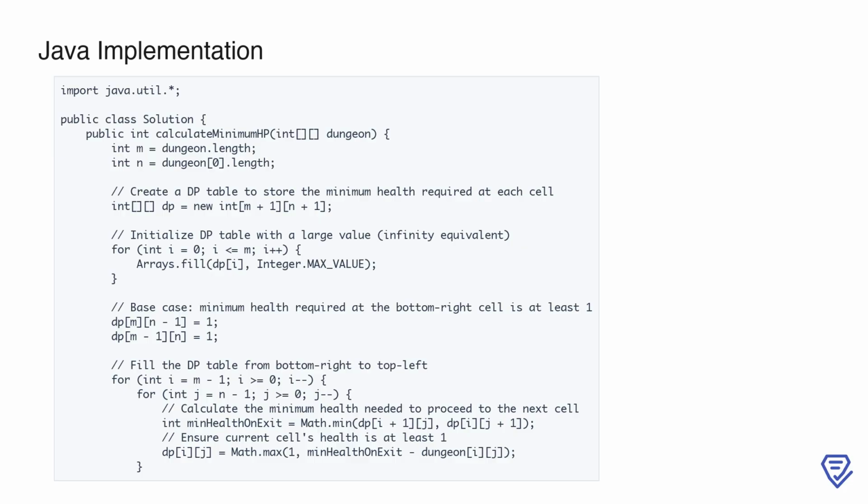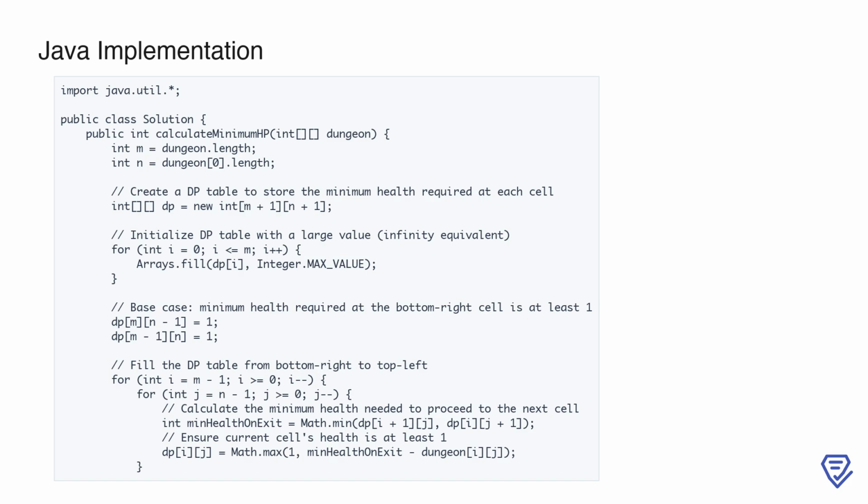Here, we begin by importing the necessary Java utilities and defining our solution class. The key function is calculateMinimumHP, which takes a 2D array representing the dungeon as input. First, we determine the dimensions of the dungeon matrix, m and n. Next, we create a dynamic programming table, dp, to store the minimum health required at each cell.